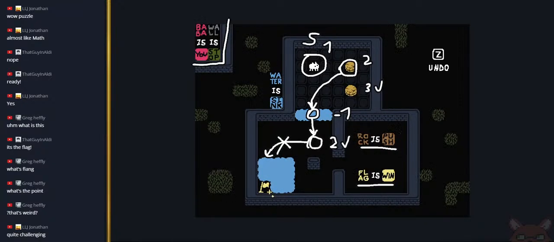So we can eliminate this. Might as well showcase that we eliminated this. Our only other interactable items here are ROCK IS PUSH and FLAG IS WIN. So we only have two objects left at our disposal. Because we only have one Baba and one rock, those two are the ones that have to be overlaid.